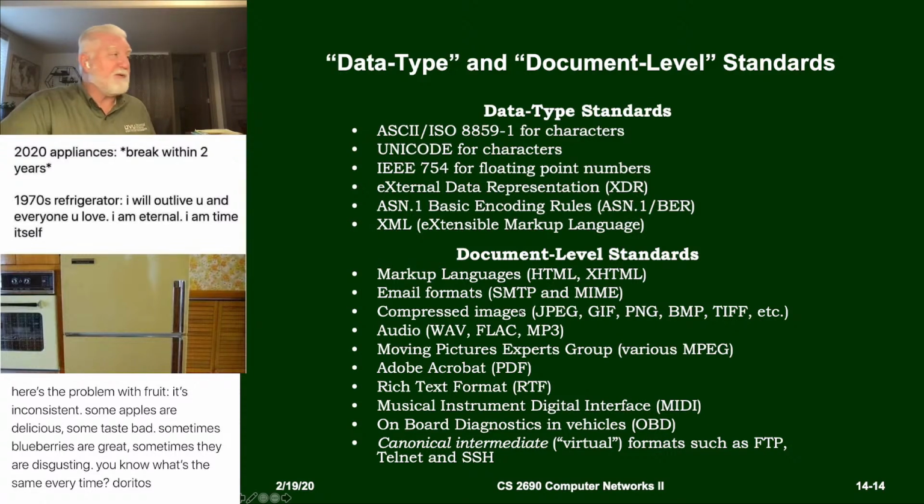Document level standards are higher level, like, for example, HTML, like markup languages, MPEG, PDF files, RTF files, MP3s, JPEGs. Those are standards, but they're at a document level. So we agree that this file I just sent you is a PDF file, then you know what to do with it if you understand PDF. It's a social contract, okay?